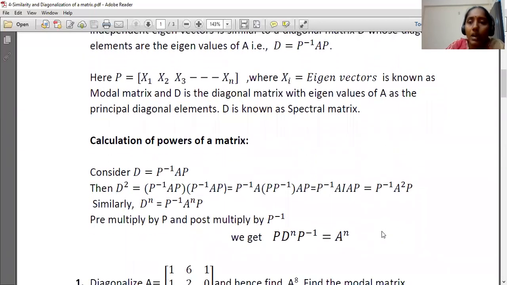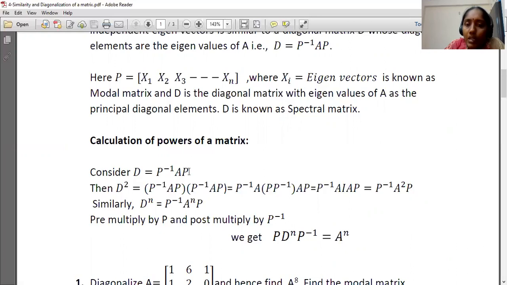One application of this diagonalization is to find the powers of a matrix. Usually if we want to find A power 4, first we find A into A, which gives A square. Again A square into A square gives A power 4. If you want to find A power 8 or A power 9 or anything, that's a continuous multiplication. But one use of diagonalization is that any nth power of the matrix can be found by using it.